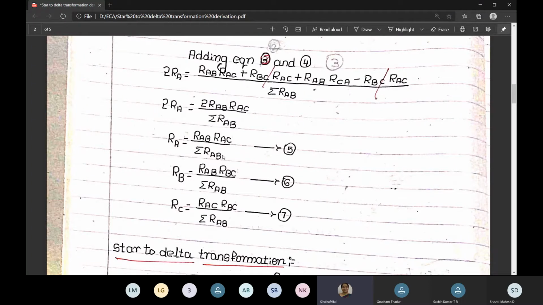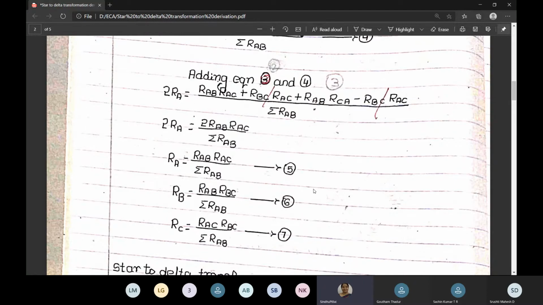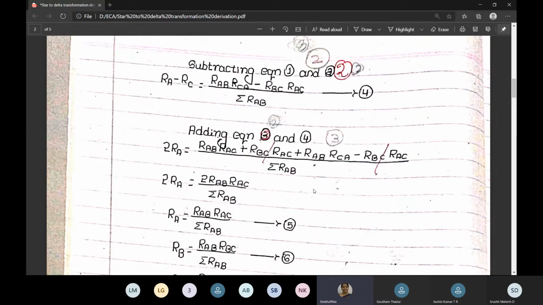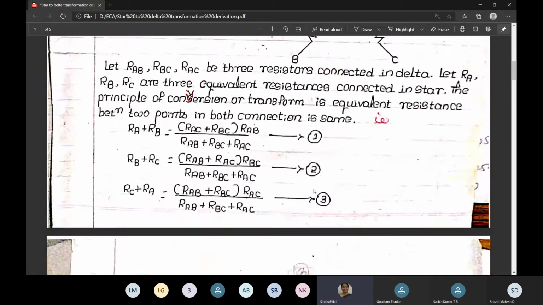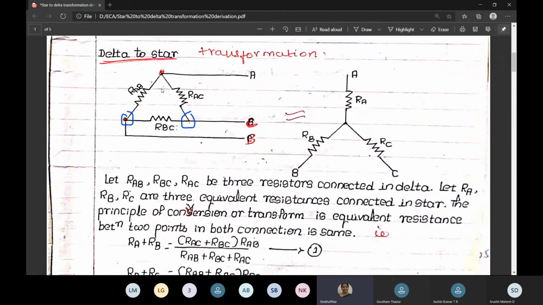That means RAB plus RBC plus RCA. That is put into summation. So this is the equation for RA. See, I'll show from the figure here. If we want this RA, if it is written in between here, RA is equal to, it will come between RAB and RAC. So RAB into RAC divided by summation of this.